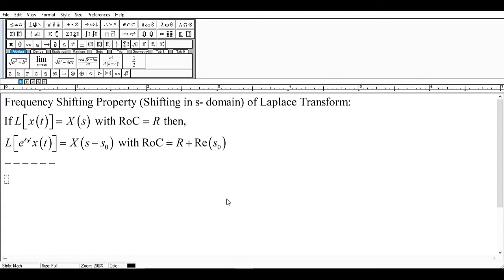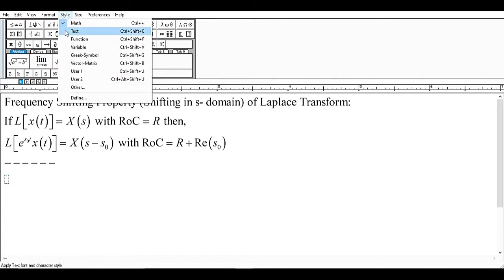Therefore, it can be seen that by the application of the frequency shifting property, the region of convergence does not change, it merely shifts by an amount equal to real of s0. During the course of this lecture, we are going to verify the frequency shifting property, and with the help of a numerical example, we are going to see how this property can be applied to solve numerical problems during the exams. So let's get on with it.